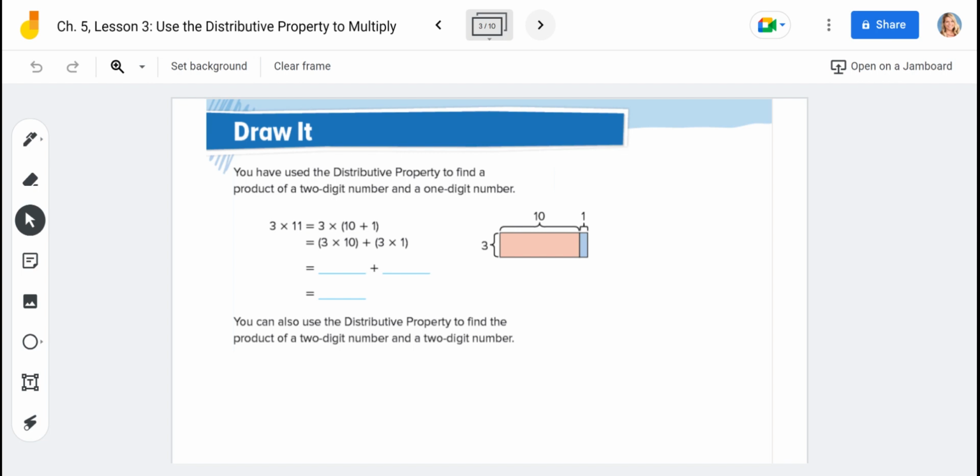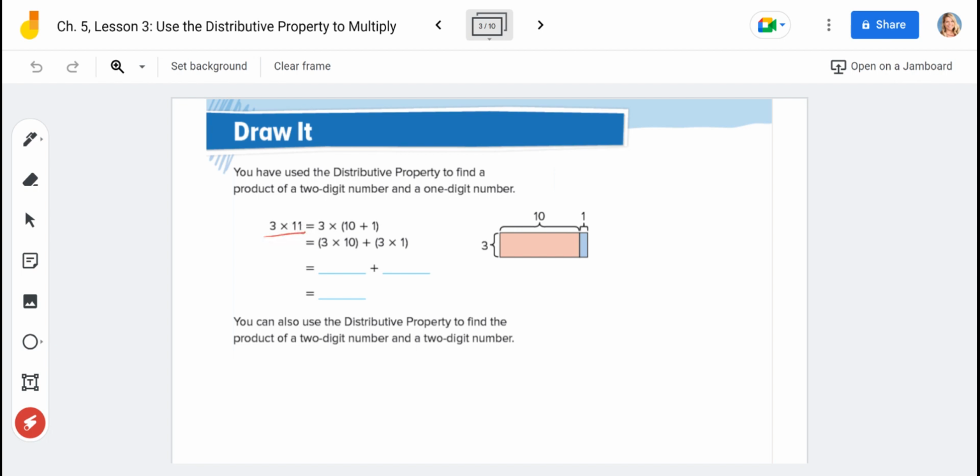So you have used the distributive property to find a product of a two-digit number and a one-digit number. Now, because we're leveling up a little bit, they added something a little extra. But to me, it's a good thing because it says, hey, this is what I'm about to do. So we are going to multiply 3 times 11. I know the product of 3 times 11, and you should too, but we're not worried about the answer, right? We're worried about the process. How do we work this distributive property and understand it and get the question right?